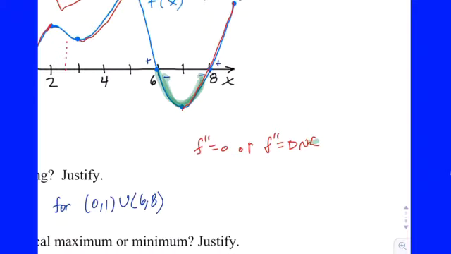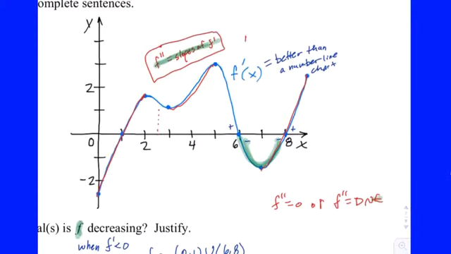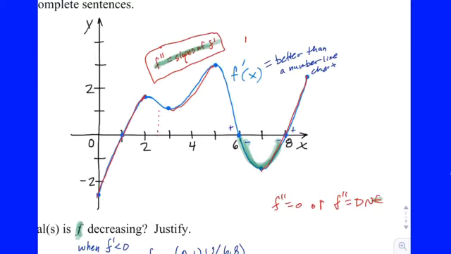So where are the slopes of this graph 0?